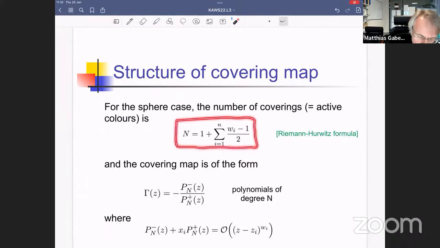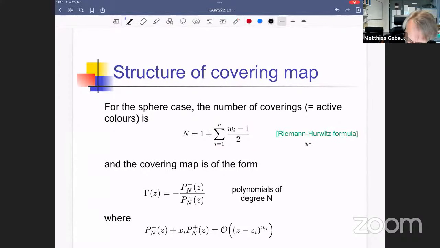So remember, for the case where I have n equal to 3 and the w_i equal to 3, this number is, you see, 3 minus 1 is 2, divided by 2 is 1. So I get the degree equal to 4. And this is the 4 active colors I was mentioning earlier. Remember, we had to involve 4 numbers in these 3 permutations to multiply up to the identity. And that meant that this explicit covering map that we saw earlier was a fourfold cover. It went like z to the 4 minus 2z cubed divided by 1 minus 2z. So this was a fourfold covering.